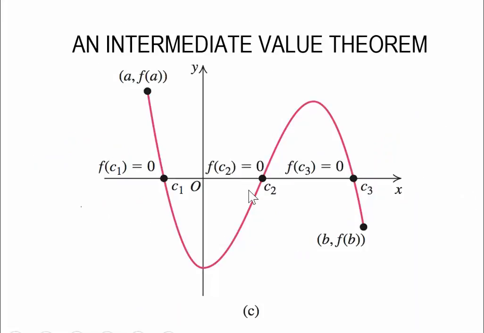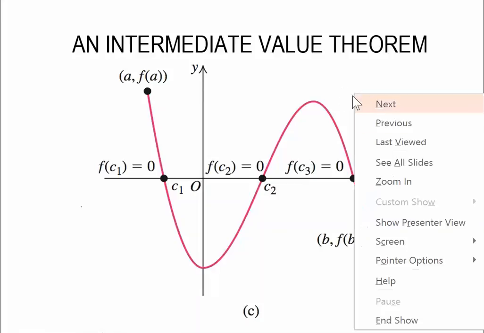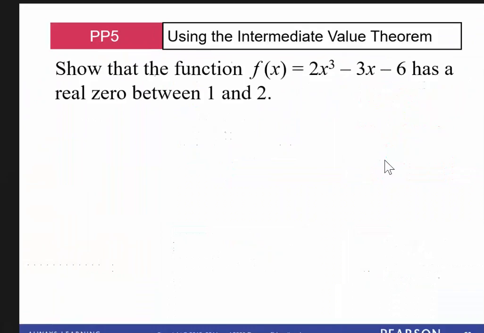Also, that doesn't mean that there's only one. There could be multiple c values here. So if f of a is positive, f of b is negative, there could be one answer, there could be two, there could be three, there could be a whole bunch of them. We don't know, but we know that there's at least one. And so let's jump to the practice problem here.